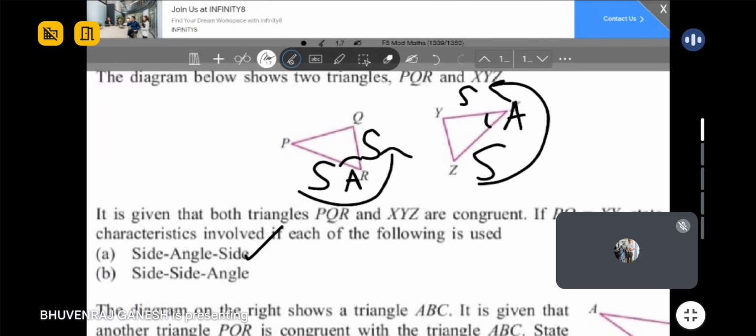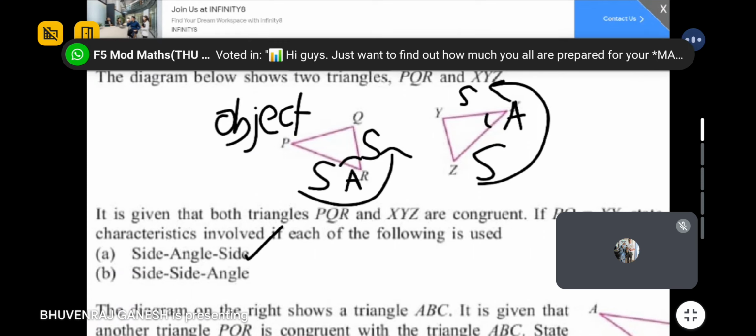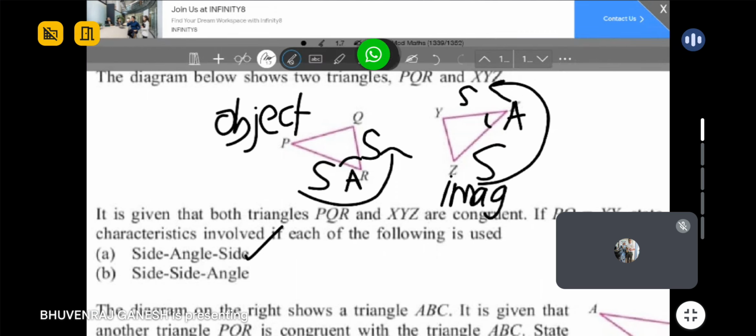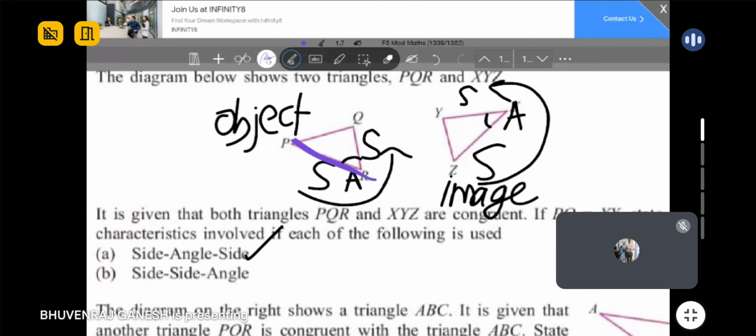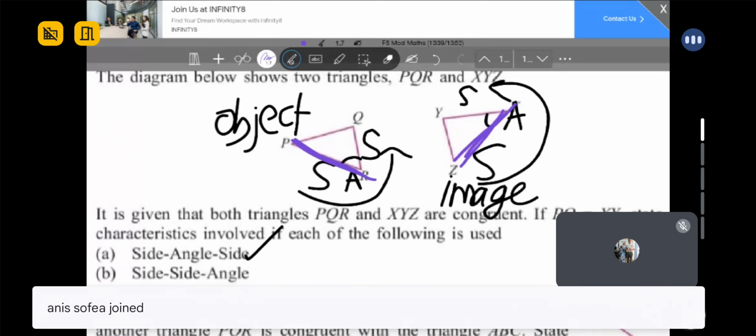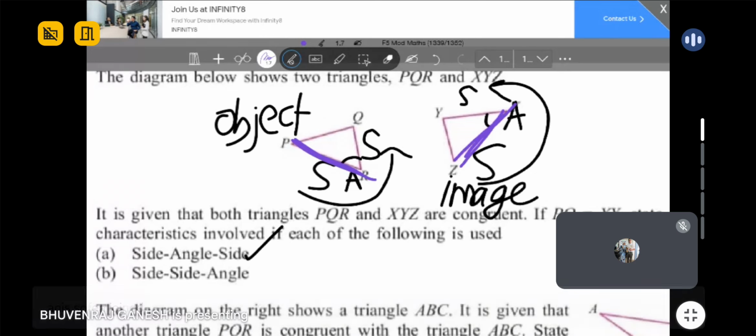So guys, can you imagine and see? This is the object. This is the image. So kamu cuba putarkan objek. You rotate the object a bit. PR yang ni akan sama dengan XZ. Boleh nampak tak guys? Can you see it? So you just rotate a bit anti-clockwise, lawan pusingan jam, kamu akan dapat PR sama dengan XZ. Okay?